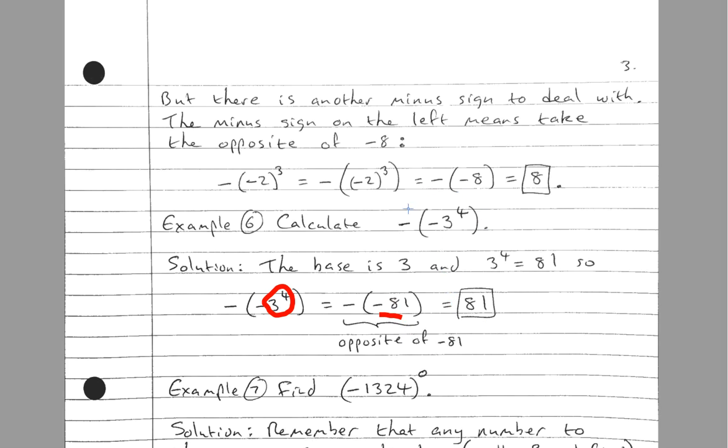Yeah, so make sure you deal with any minus signs. This basic question is 3 to the power of 4, that's 81. And we want the opposite of that, negative 81. And then we want the opposite of that, so we're back to positive 81. All right, so every time you have a minus out front, it just means switch the sign.